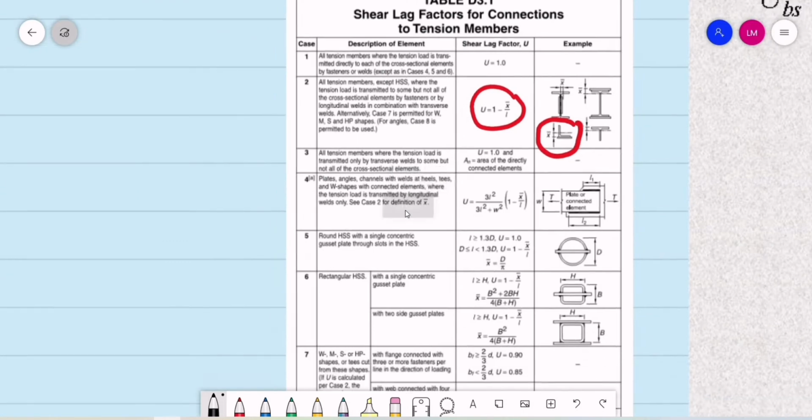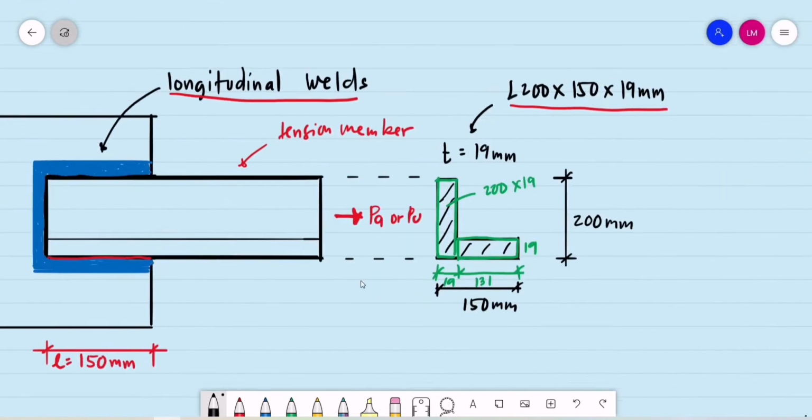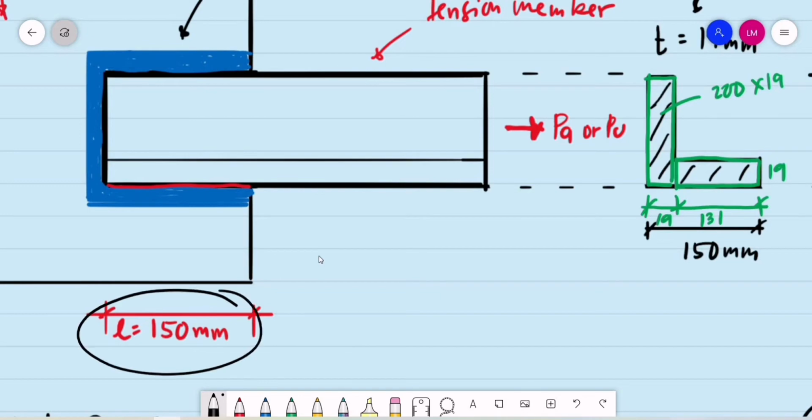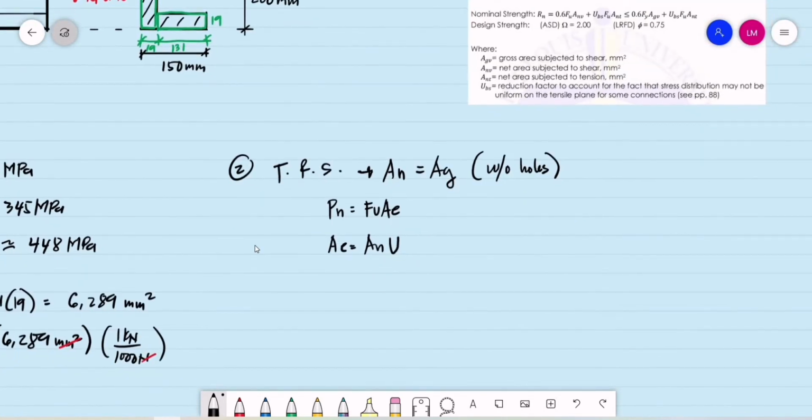So that is, we have U is equal to 1 minus bar x divided by L. And again, it is given that the connected length or the welded length of the tension member is 150 millimeters. So we are now to compute that value. The shear lag factor is equal to 1 minus bar x divided by L, which is 1 minus 39.18 divided by 150.